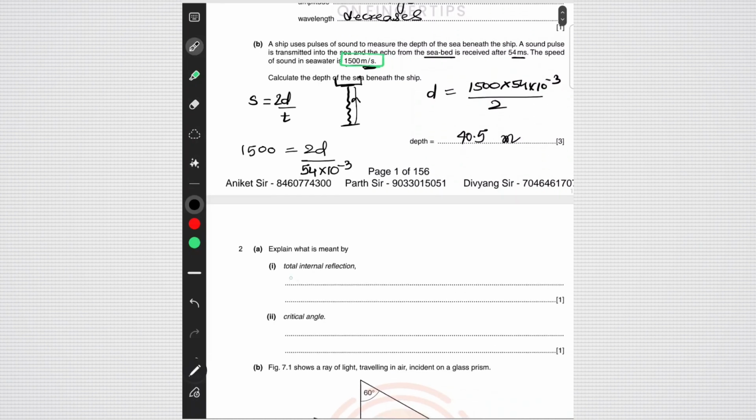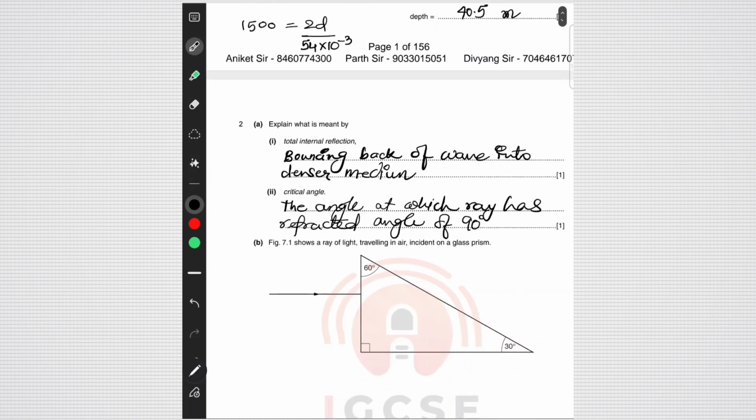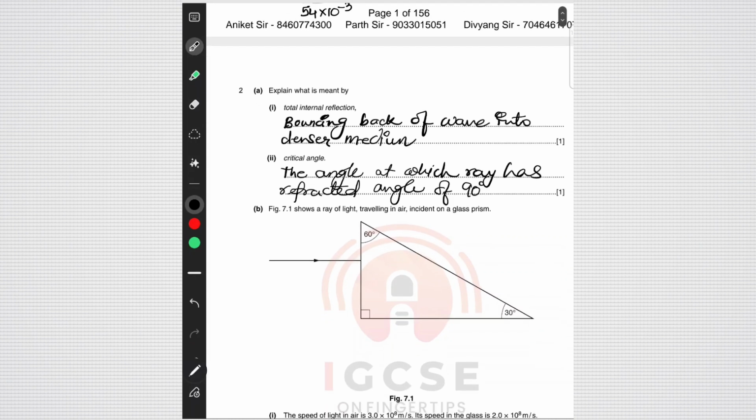Explain what is meant by total internal reflection. Bouncing back of wave into denser medium. Then what is critical angle? The angle at which ray has refracted angle of 90 degree.